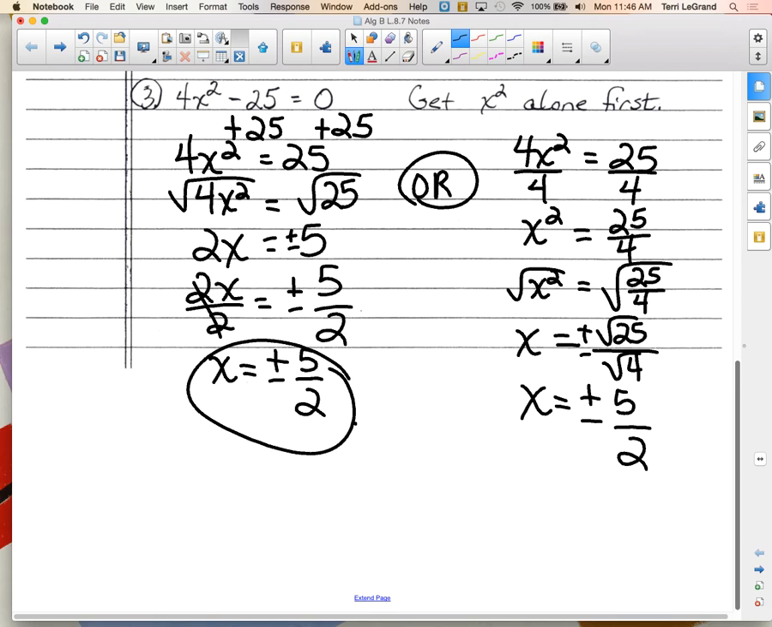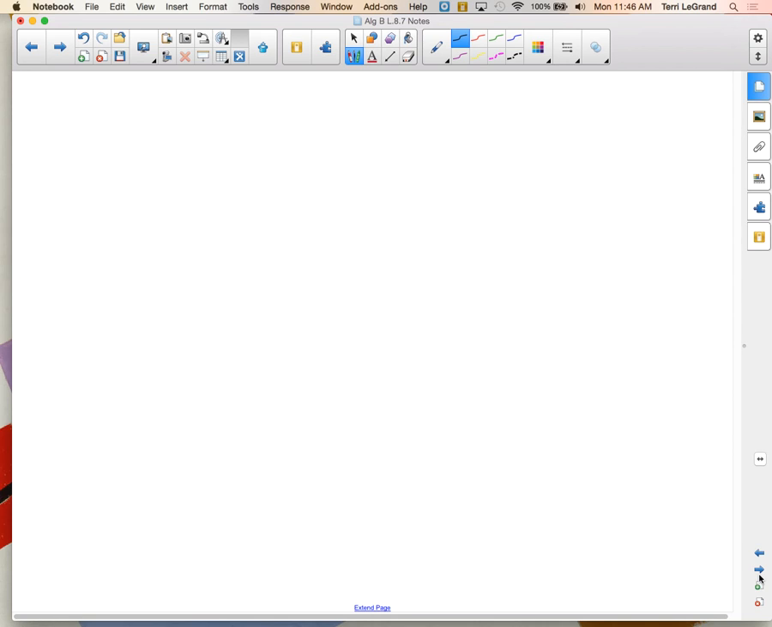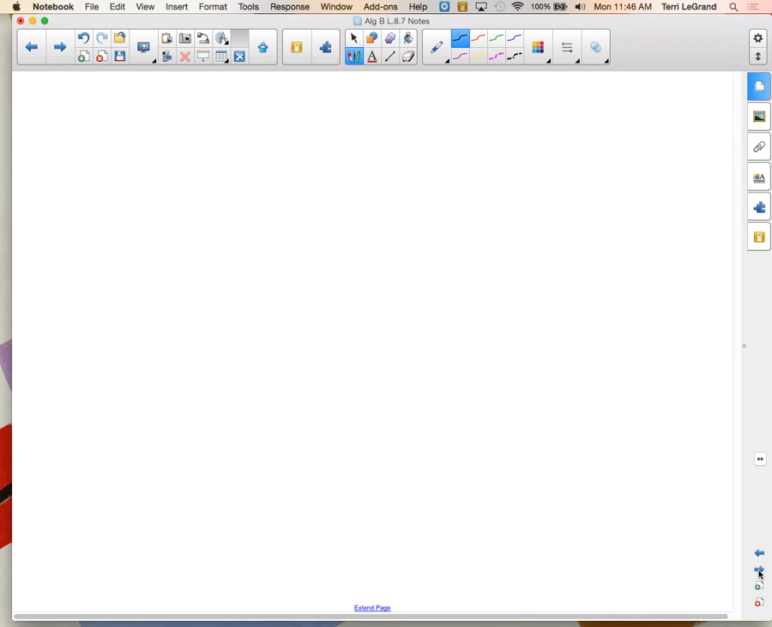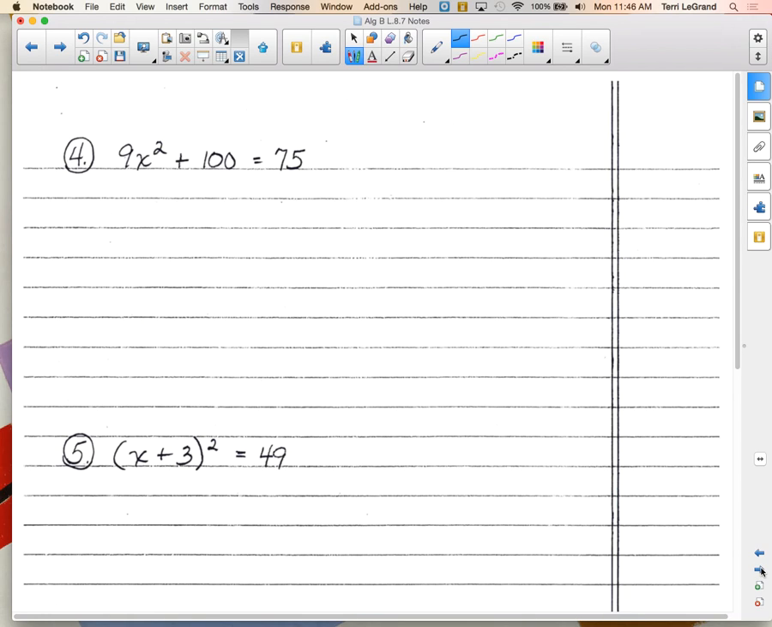Do we have more on the back? Of course we do. Okay, any questions on this side? Okay, then let's go to the back. Oh, okay, wherever you are. There we go. What do you suppose is the first thing we should do in this? Get the x squared alone?